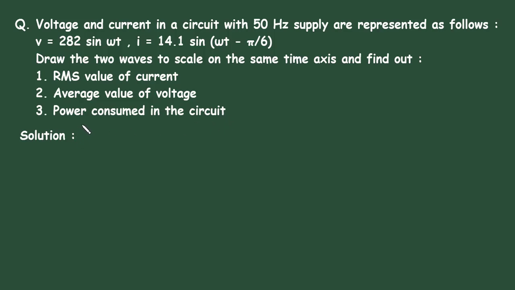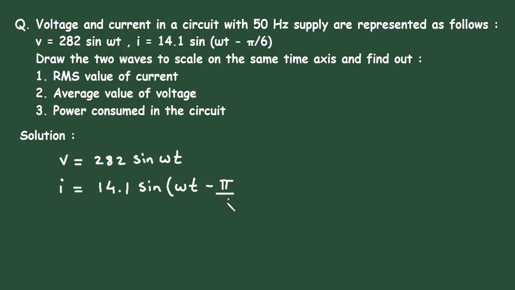Solution: first of all we will write what is given. V is given, instantaneous voltage, 282 sin omega t. Current is given, I is equal to 14.1 sin (omega t minus pi by 6). The value of frequency is given, f is equal to 50 Hz.